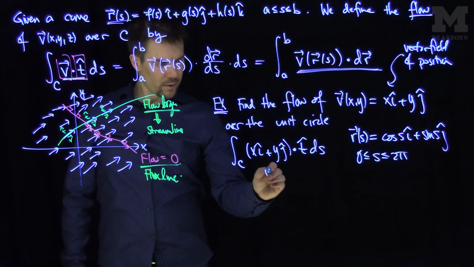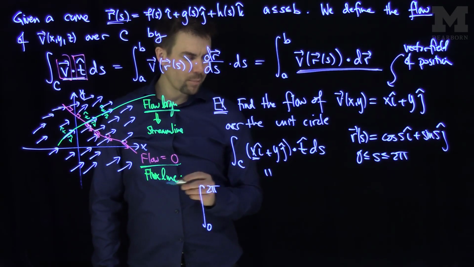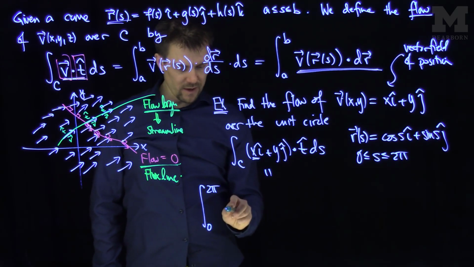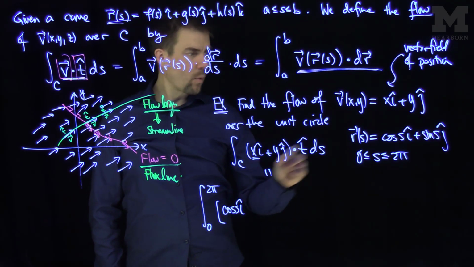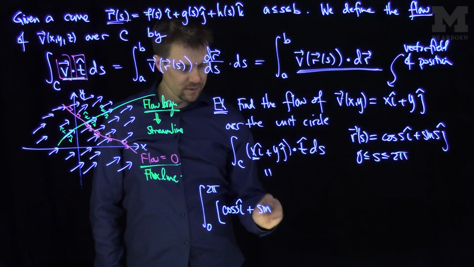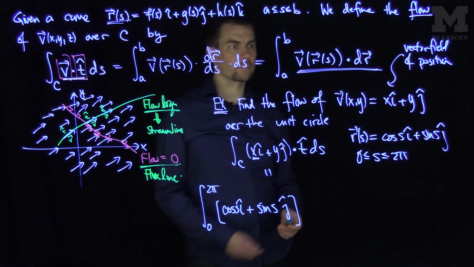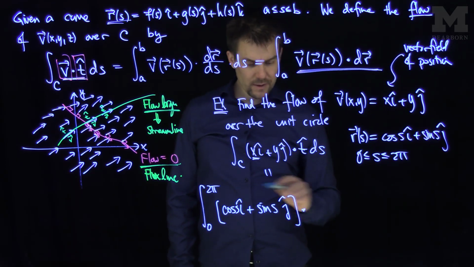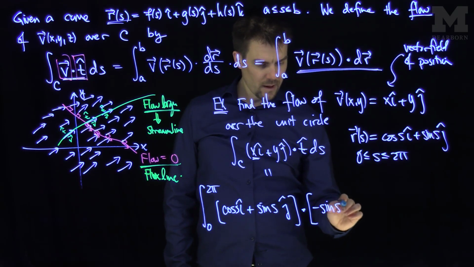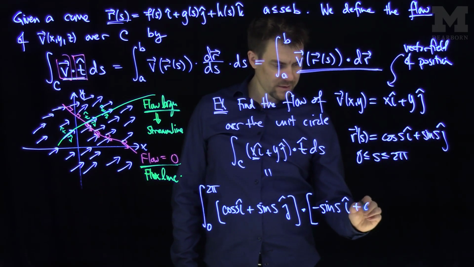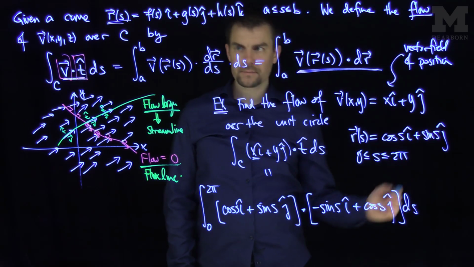And so now this flow integral becomes the integral from 0 to 2 pi. For x, I replace x with cosine of s, so I have cosine of s i hat. And for y, I have sine of s, so sine of s j hat. And then I do the dot product of this with t hat. Well, t hat is going to be negative sine s i hat plus cosine of s j hat. That's the derivative. And then ds.